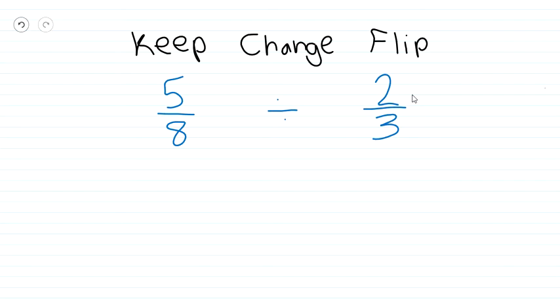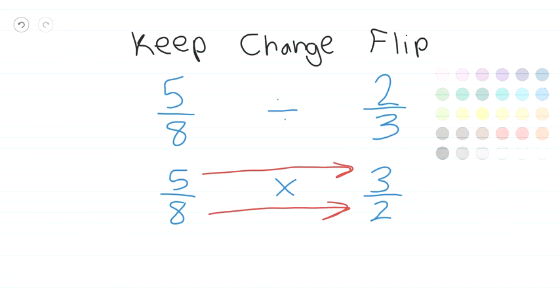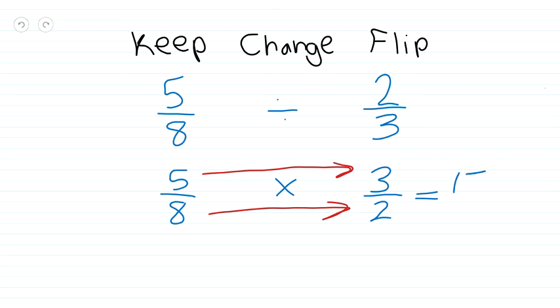So let's keep 5/8. Let's change our sign from division to multiplication. Let's flip from 2/3 to 3/2. Now we can multiply straight across. So we have 5 times 3 is equal to 15. Then we have 8 times 2, which is equal to 16. There you have it.